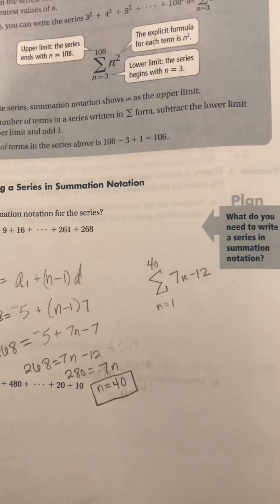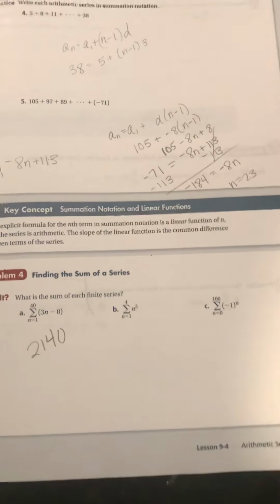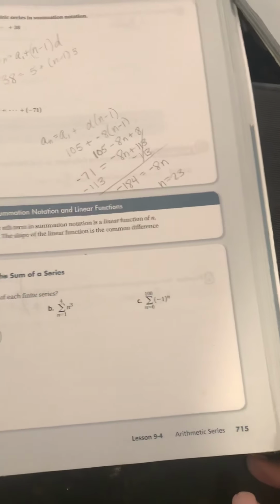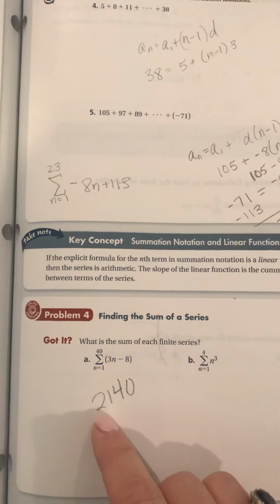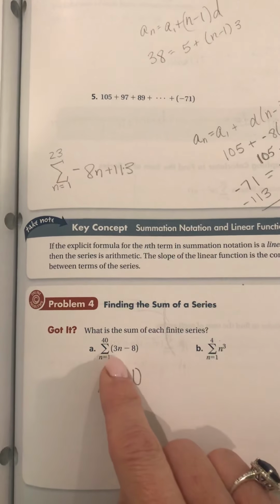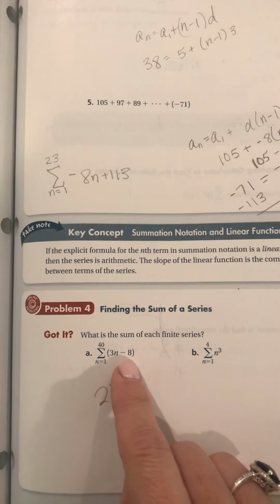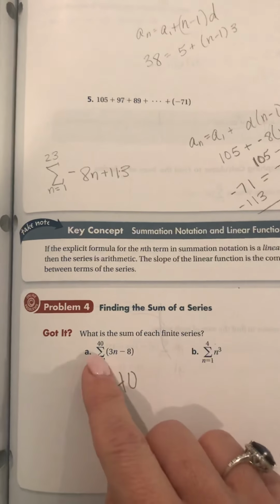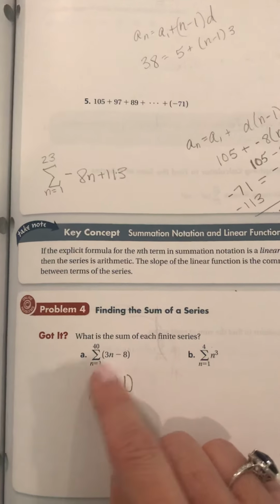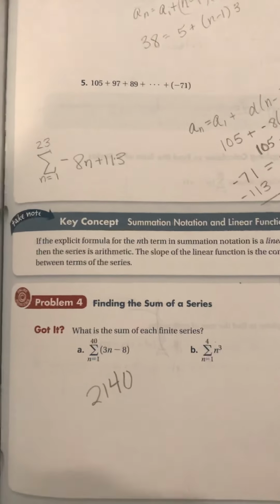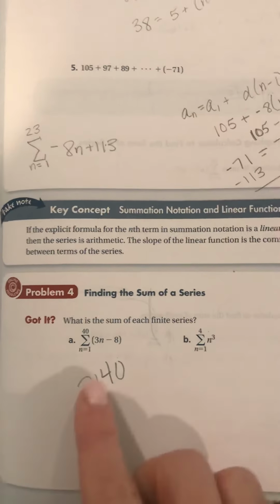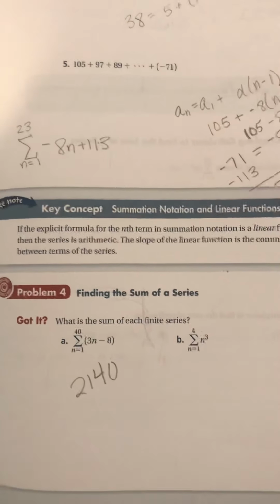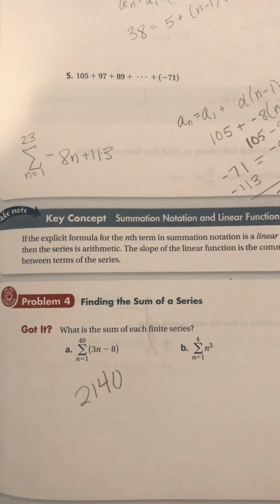So hopefully that helps. Last thing, on page 715, it says, what is the sum of each finite series? Basically, what you're doing here is plugging in 1: 3 times 1 minus 8, that's -5. Then you plug in 2, then 3, then 4, and then you add all of those things together. Obviously, on one like letter A here, that would take a minute. You would literally be plugging in 40 things.